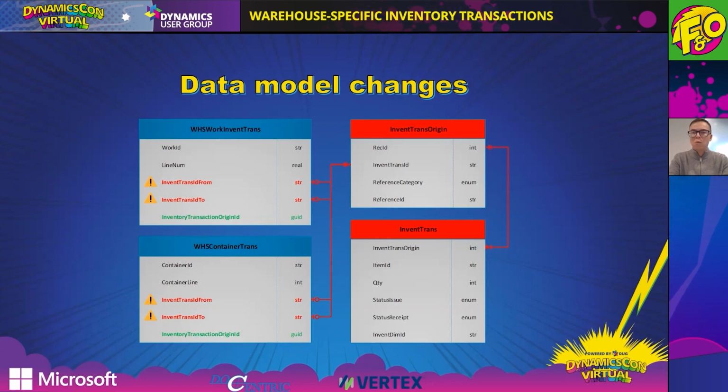the warehouse area called WHSWorkInventTrans and WHSContainerTrans. Those tables are basically a joining point between the warehouse world and the inventory world. They have columns called InventTransIdFrom and InventTransIdTo. When the warehouse work or container uses the new stack, the warehouse-specific inventory transactions, then we don't populate those fields anymore. So if your customizations expect some data in those fields for a query or for whatever reason, you should be aware that they will not be populated anymore.